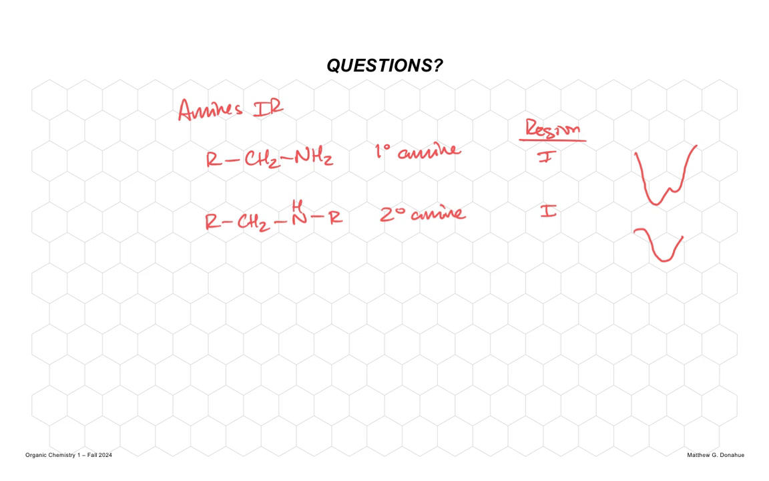It doesn't go as far down to 0% transmittance. So not as intense as an alcohol. And again, the reason for that is the nitrogen's less electronegative than oxygen, so it doesn't hydrogen bond as strong. So therefore, that signal is not going to be as intense.